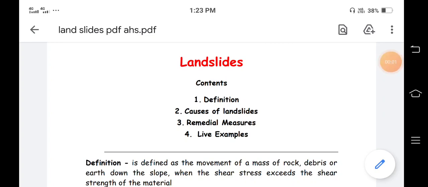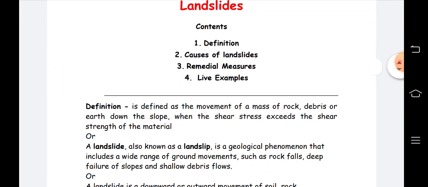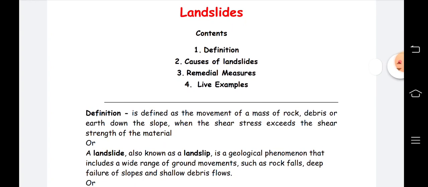Good afternoon all. Now we are discussing the last part of unit number 6, that is landslides. It contains a definition of the landslide, the various causes due to which landslides occur, the remedial measures to avoid landslides, and previous live examples of landslides. So what is meant by the landslide?